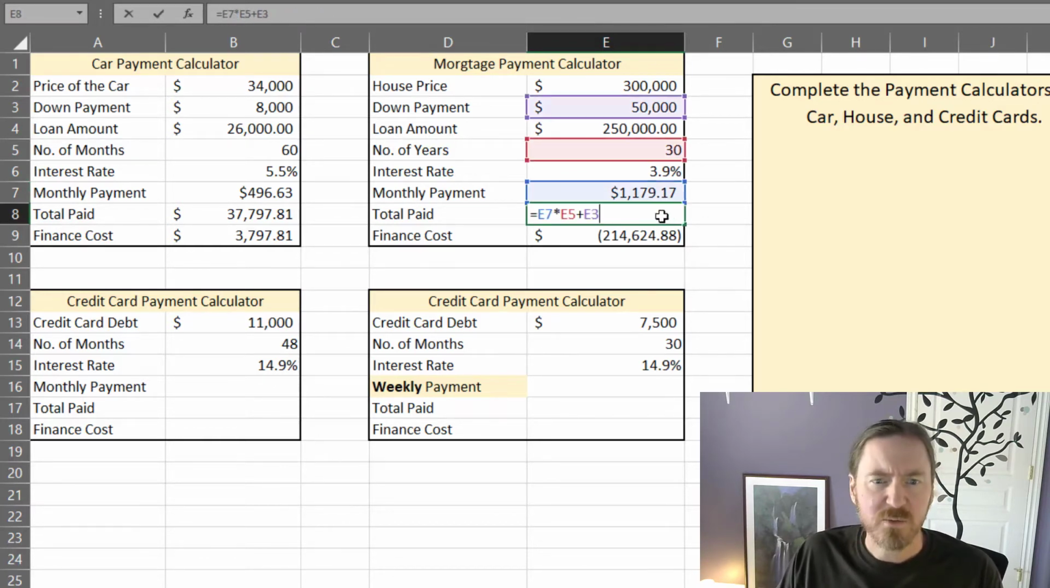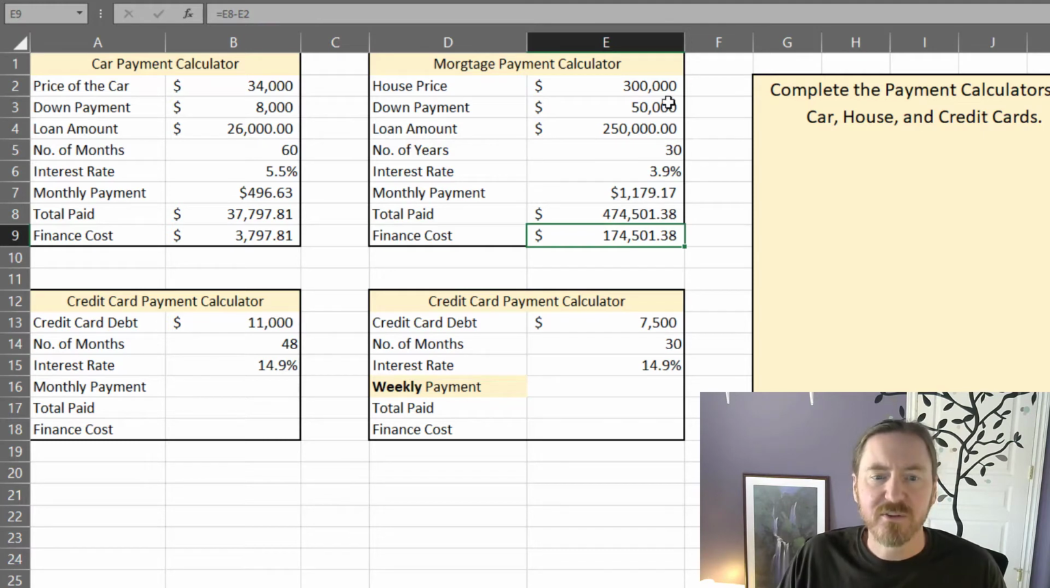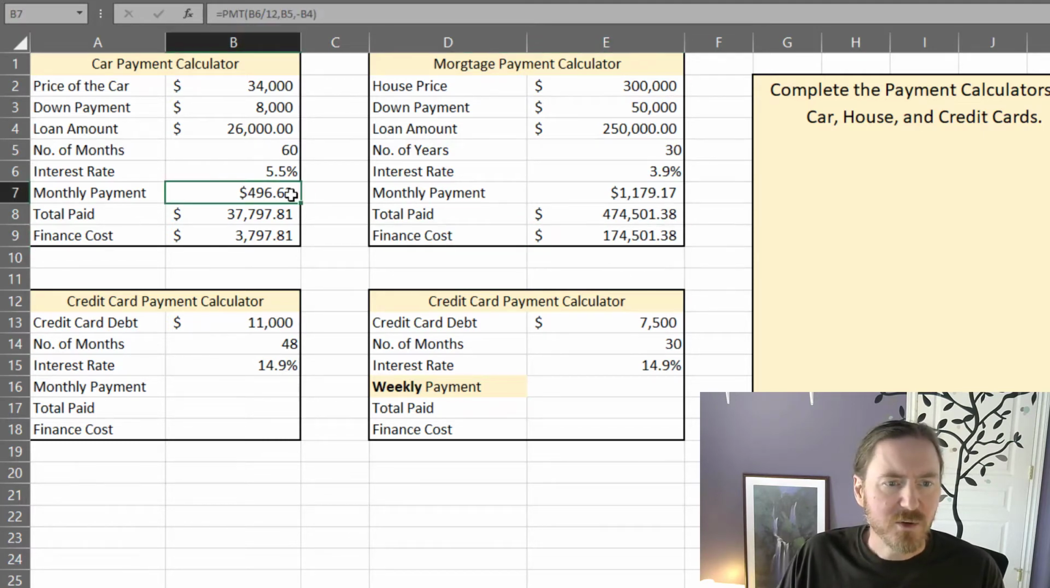Total paid doesn't seem right, so let's fix that. If your total paid is ever less than the price of the thing, then you know something is messed up. So the total paid, let's see, we've got E7, which is the monthly payment, times E5, the number of years, times 12 months per year. Got to get that in there. $474 for the $300,000 house. That's better. That one looks much more accurate. Okay, so yeah, go with what's realistic.